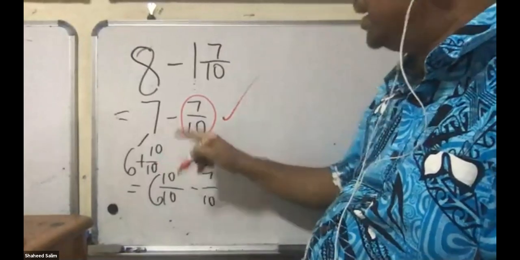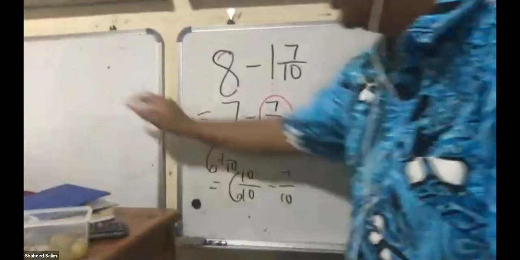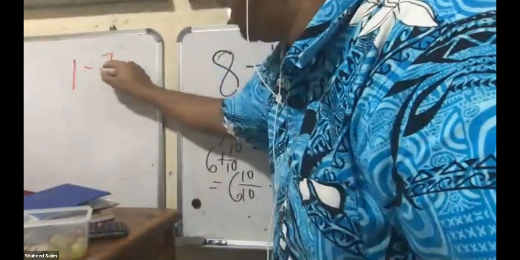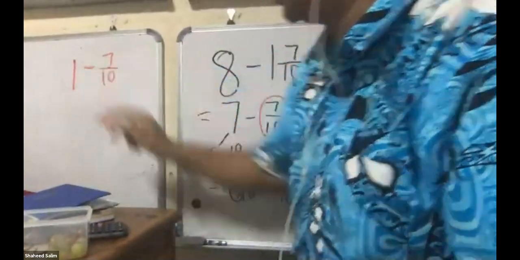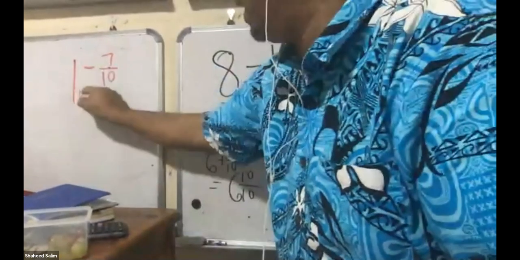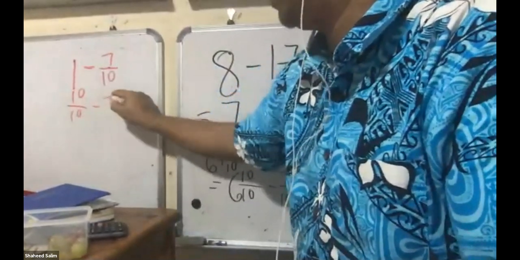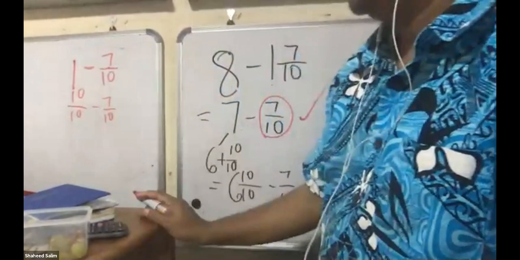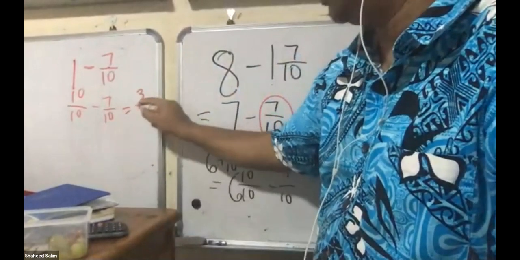So now how to minus this one? Very simple. Do you know how to minus like that? We learned last time how to minus this one. 1 whole can be 10 out of 10. Can be 20 out of 20. So it becomes like that. 10 minus 7, 3 out of 10. 1 whole can be like that, huh?